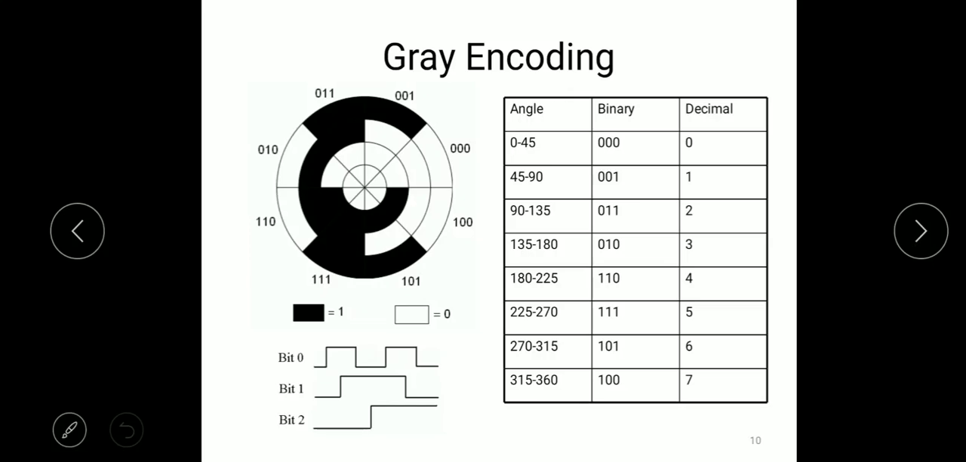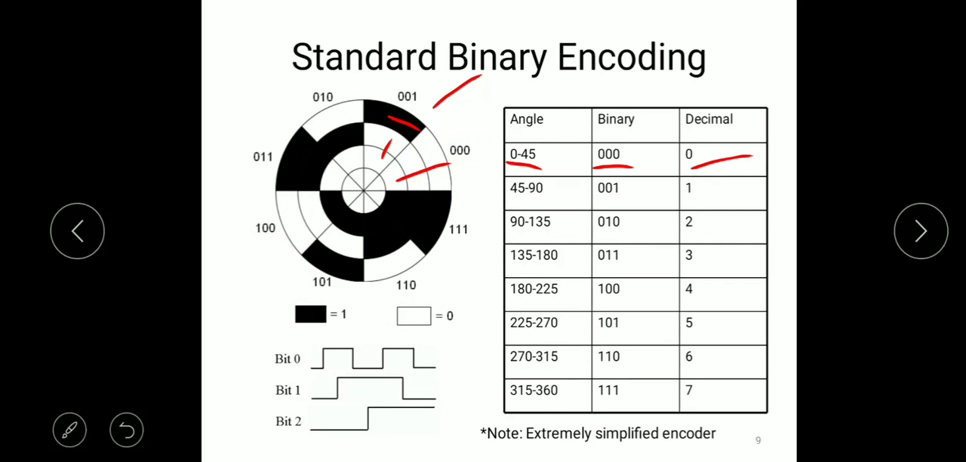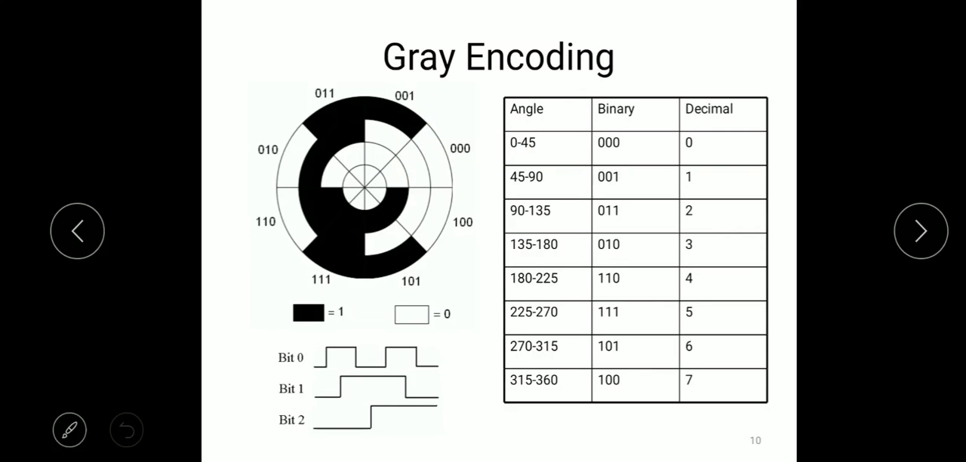I already explained why we need to go for gray code. During the transition period, the light may be sensed across two areas, so the binary bits have a chance to read multiple areas. For that reason, we are shifting from binary coding to gray coding.